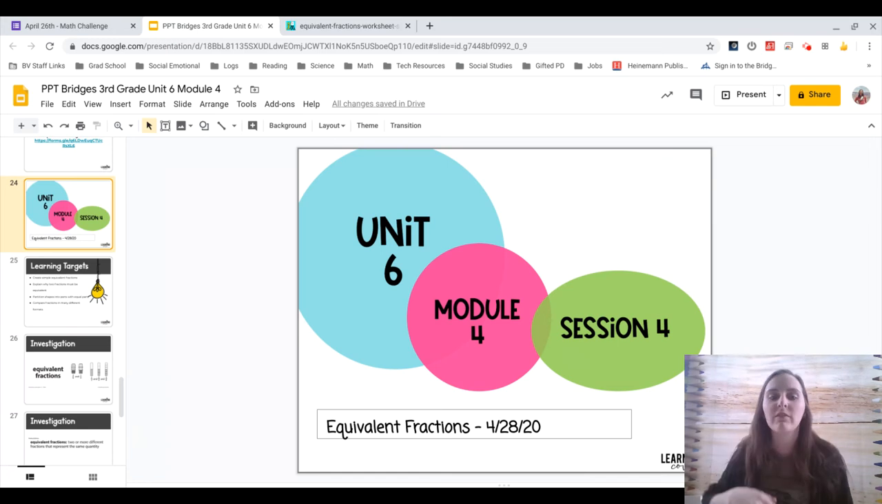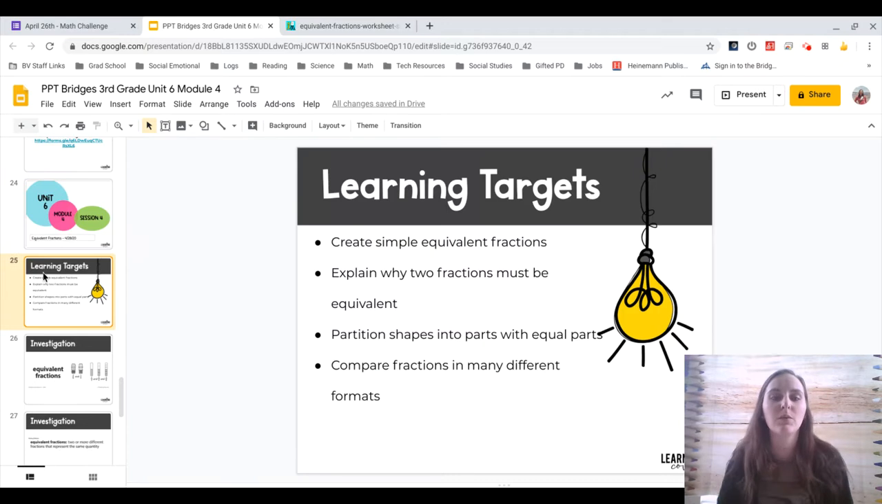We're going to be working with equivalent fractions. So in that word equivalent, make sure we're remembering what we already know in our schema about this word and the word equal that belongs inside of it. As I said, today we're going to work on making simple equivalent fractions, and we're also going to be able to explain why and how two fractions are equivalent or equal.